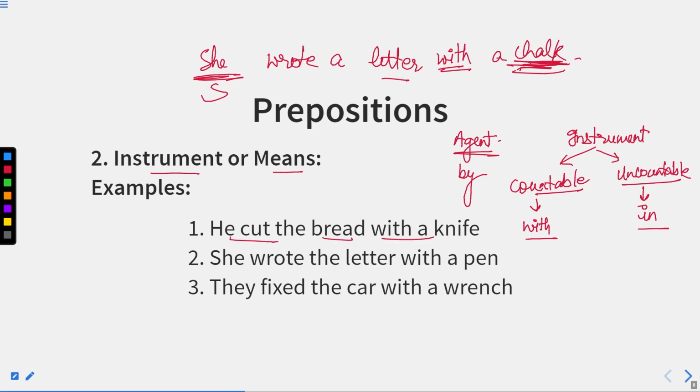He cut the bread with a knife. Bread is the object, and a knife is a countable instrument, so we are using with. She wrote the letter with a pen. A pen is a countable instrument, so we are using with to show that particular instrument. They fixed the car with a wrench. A wrench is a countable instrument, so we are using with. This is very important to show countable instruments. For uncountable instruments, we use in, which we have already discussed in our preposition in. Now let us proceed.